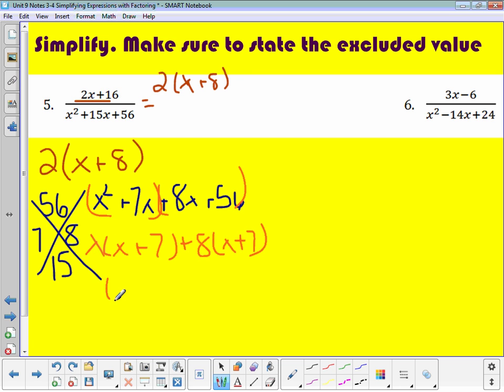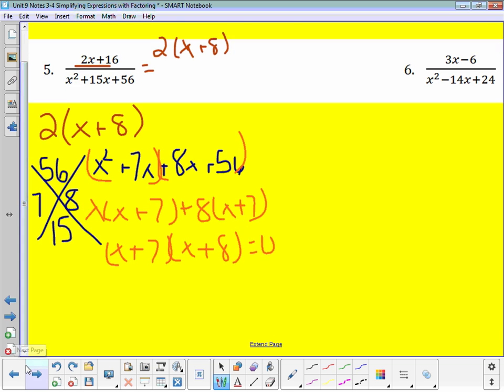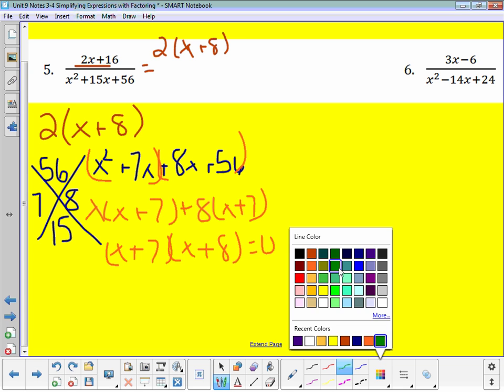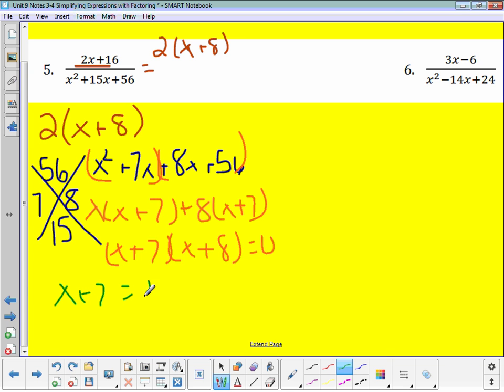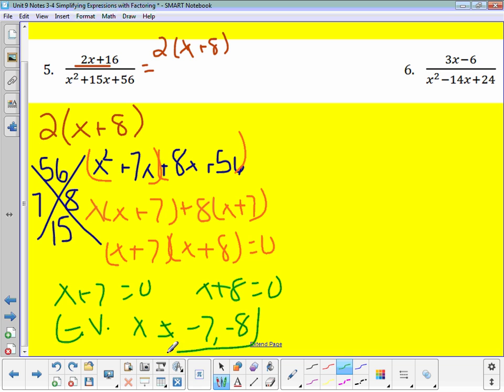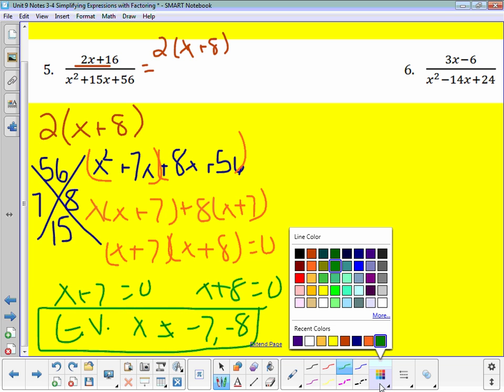So then I'm left with x plus 7 and x plus 8. Set those equal to 0 so I can get my excluded values. Then x plus 7 is equal to 0 and x plus 8 is equal to 0. So my excluded values are that x cannot be negative 7 or negative 8. I did a lot of that work in my head. Hopefully you guys are getting to the point where you remember how to do that yourself.